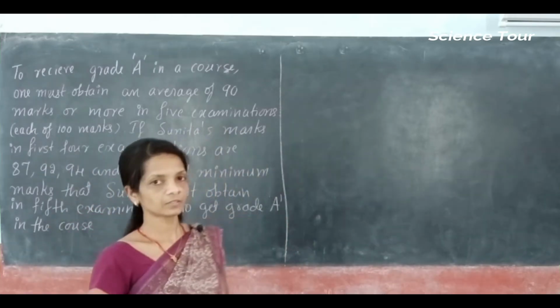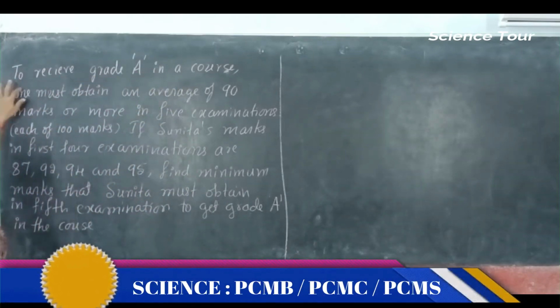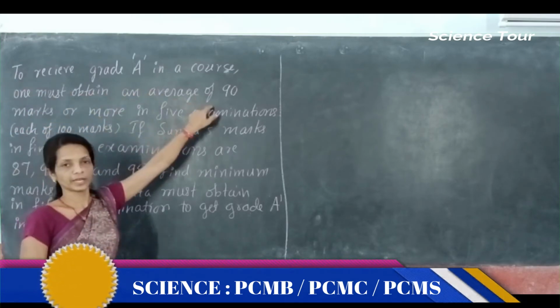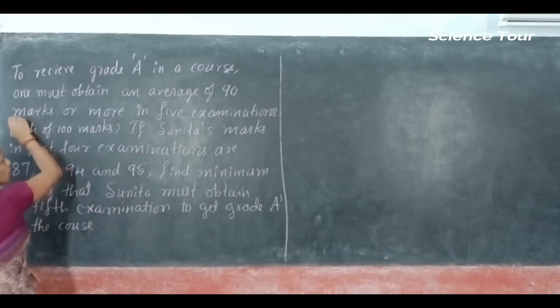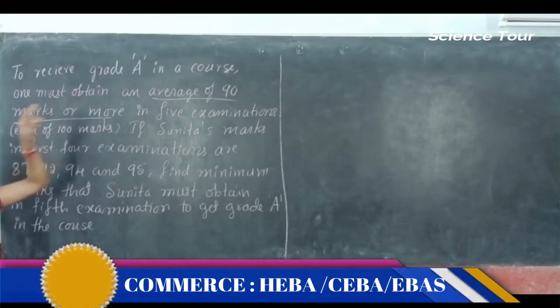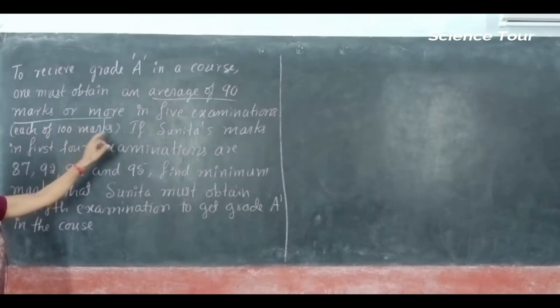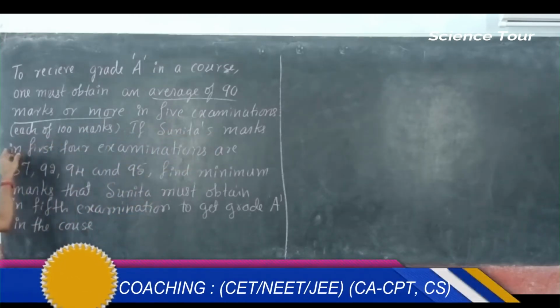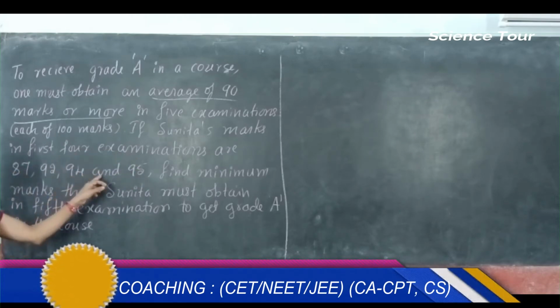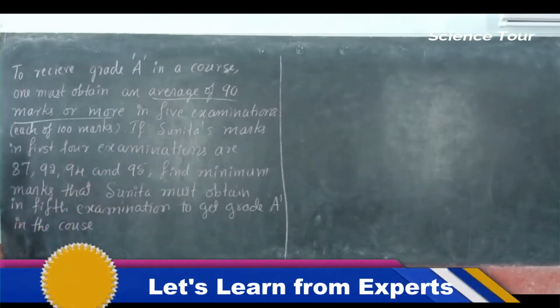Next problem is this one. To receive grade A in a course, one must obtain an average of 90 marks or more in 5 examinations, each of 100 marks. And if Sunita's marks in the first 4 examinations are 87, 92, 94 and 95, find the minimum marks that Sunita must obtain in the 5th examination to get a grade A in the course.